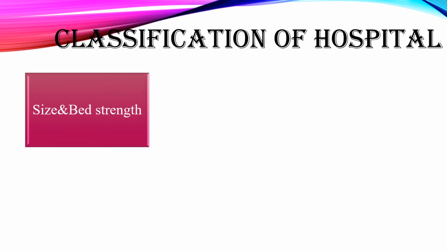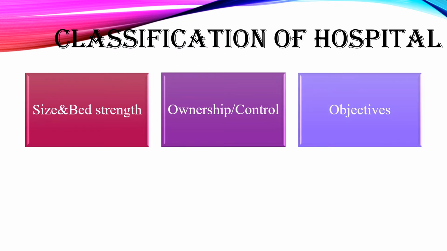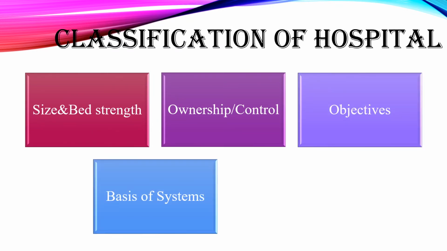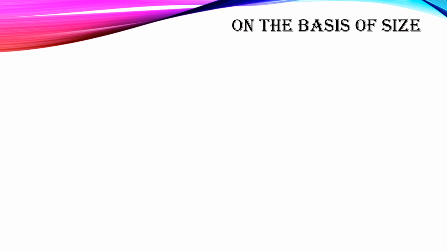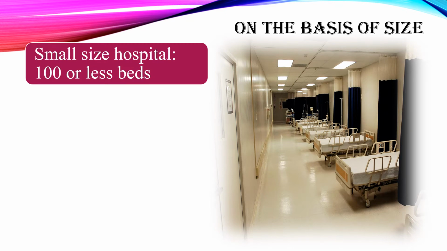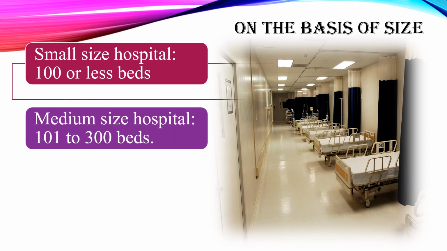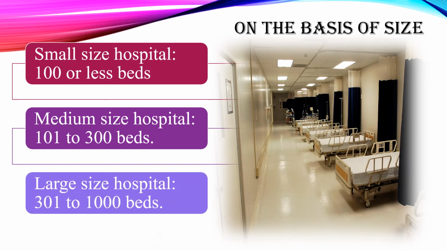The hospitals are classified according to the size and bed strength, on the basis of ownership or control, on the basis of their objectives, on the basis of the systems and on the basis of management. On the basis of size, the hospital can be classified into a small size hospital where there are 100 or less number of beds, a medium size hospital where there are 101 to 300 beds, a large size hospital where there are 301 to 1000 beds.